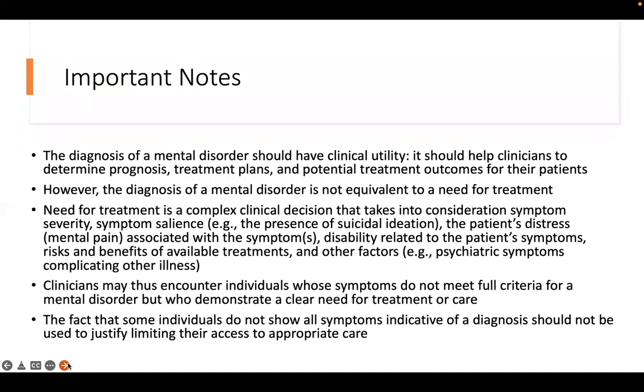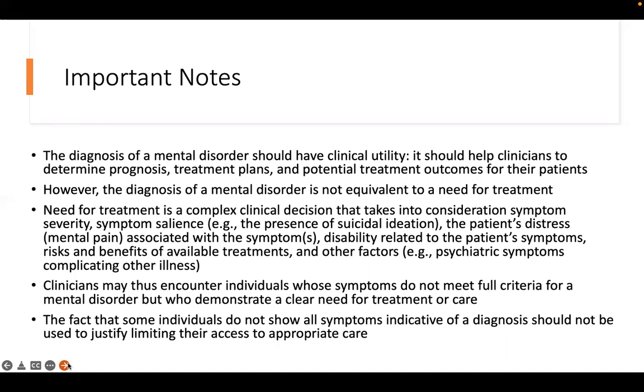So, some notes about diagnosis and the use of the DSM. Diagnosis is meant to have clinical utility. It should help you determine the prognosis. What can the client expect? What duration and severity, based on the symptoms they're experiencing and the diagnosis they receive, and how well can they do? It also informs treatment plans and other potential treatment outcomes for your clients or patients.